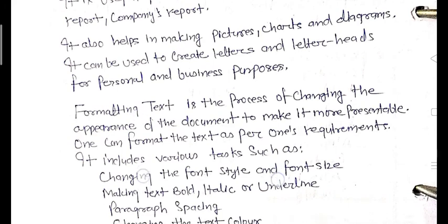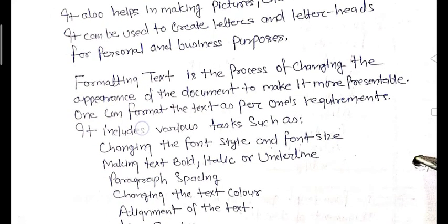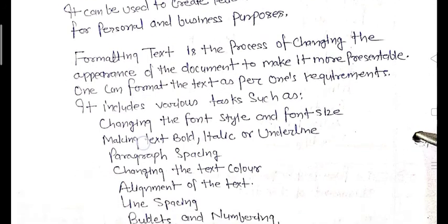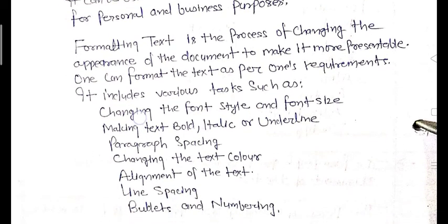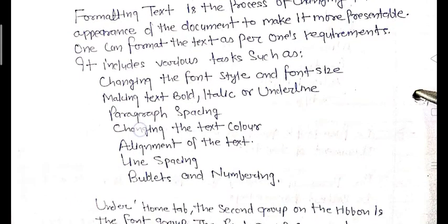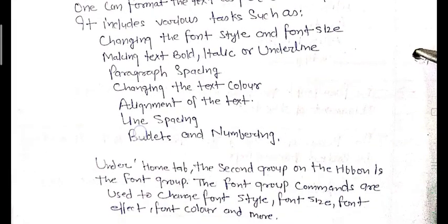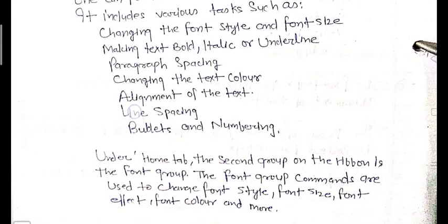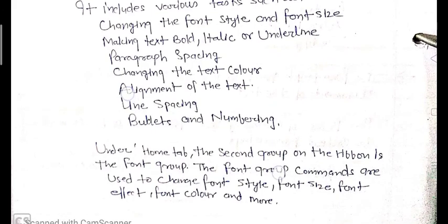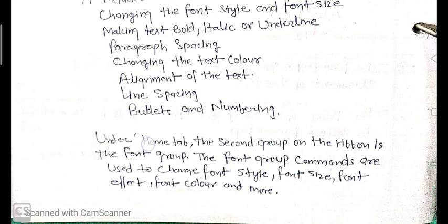Formatting text is the process of changing the appearance of a document to make it more presentable. One can format the text as per own requirements. It includes various tasks such as changing the font style and font size, making text bold, italic or underlined, paragraph spacing, changing the text color, alignment of text, line spacing, bullets and numbering. Under the Home tab, the second group on the ribbon is the font group. The font group commands are used to change font style, font size, font effect, font color, and more.